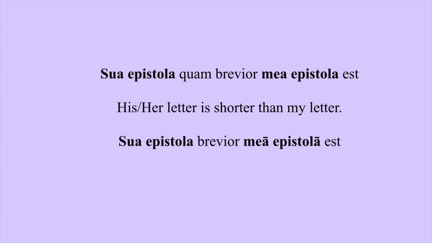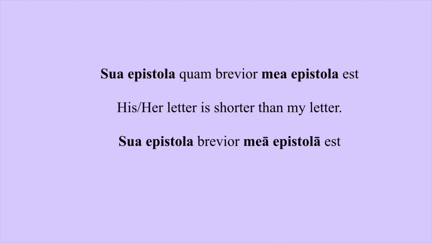So notice here that the two things being compared are in the same case. So his letter or her letter, the subject of the sentence, sua epistola, is in the nominative as the subject. Mea epistola, my letter, is also in the nominative case. And then we are going to use quam to show us that there is a comparison, right? So epistola quam brevior mea epistola est. Her letter is shorter than my letter.